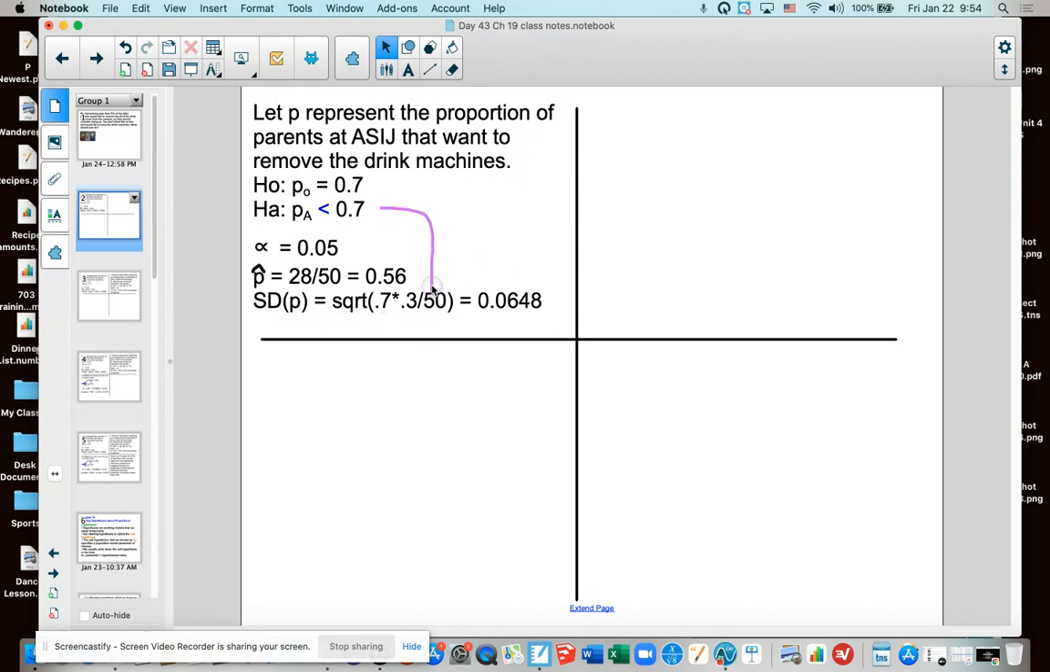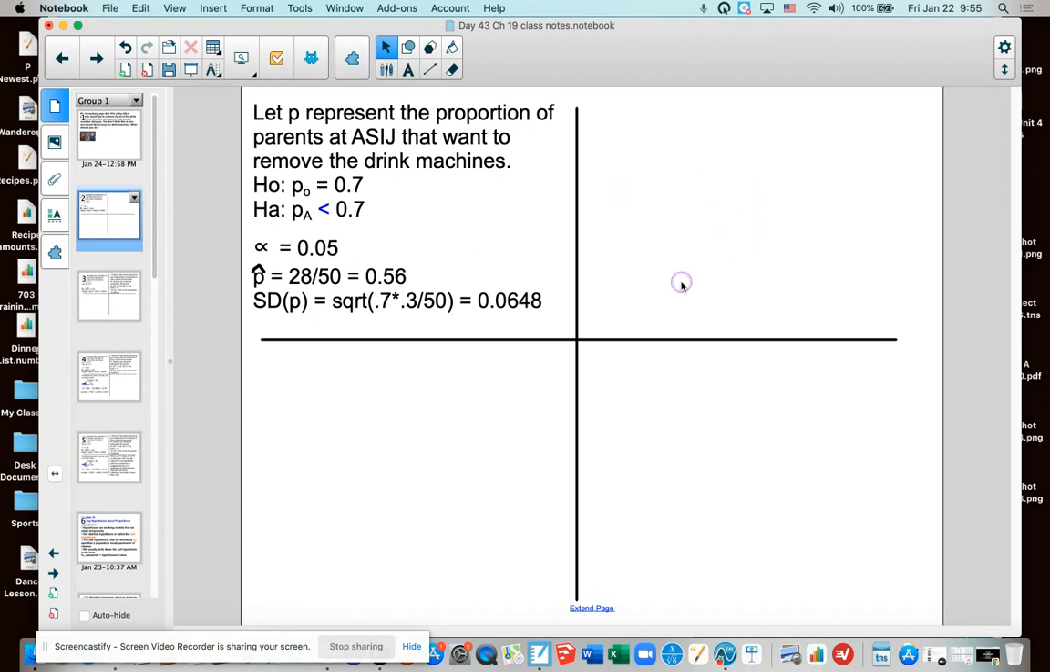Okay, so I do my standard deviation based on the null, and I get 0.0648. All right, now notice how I set this up in a 4 cross. I want you guys to do this for the rest of the semester. You're going to be doing lots of this. The first section is to set it up and lay out your test or get your statistics, define variables.